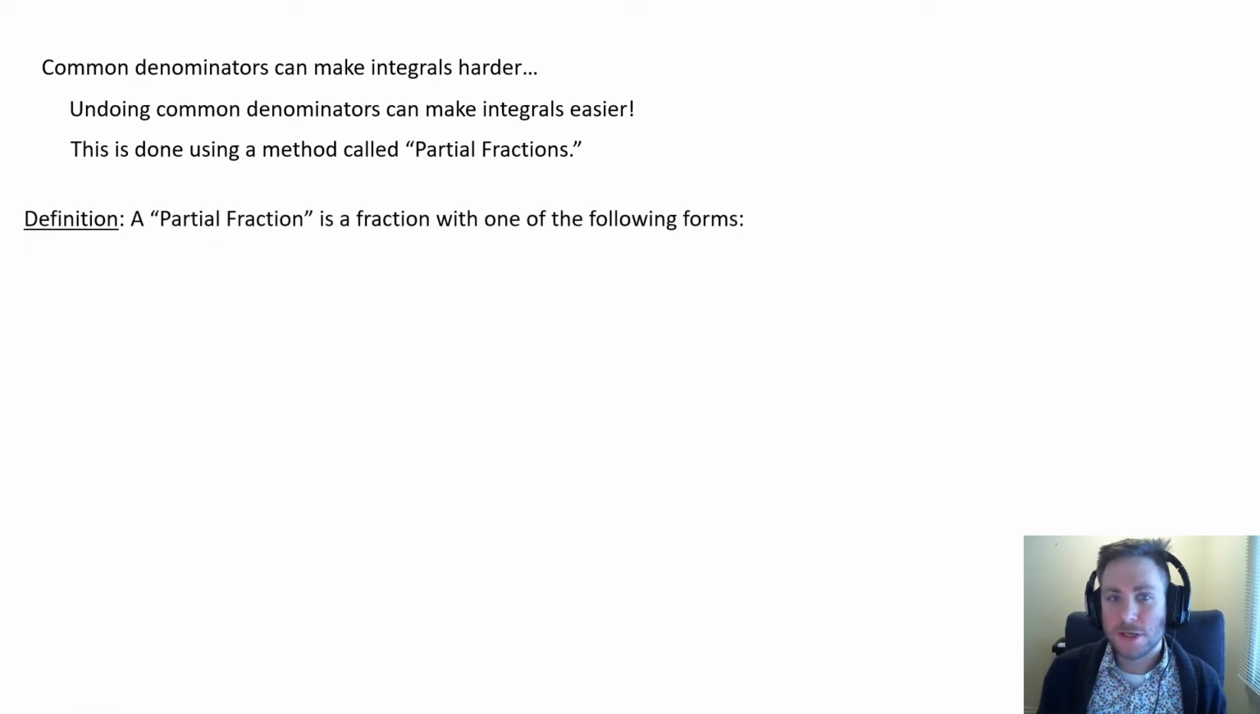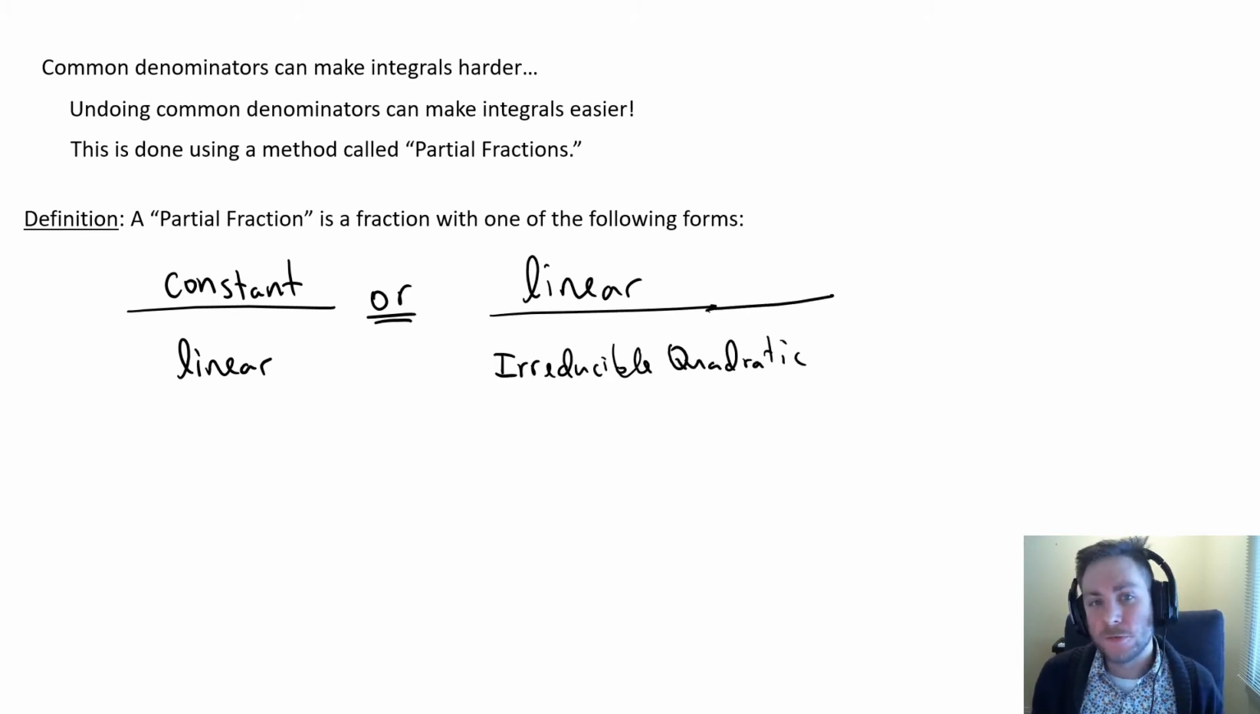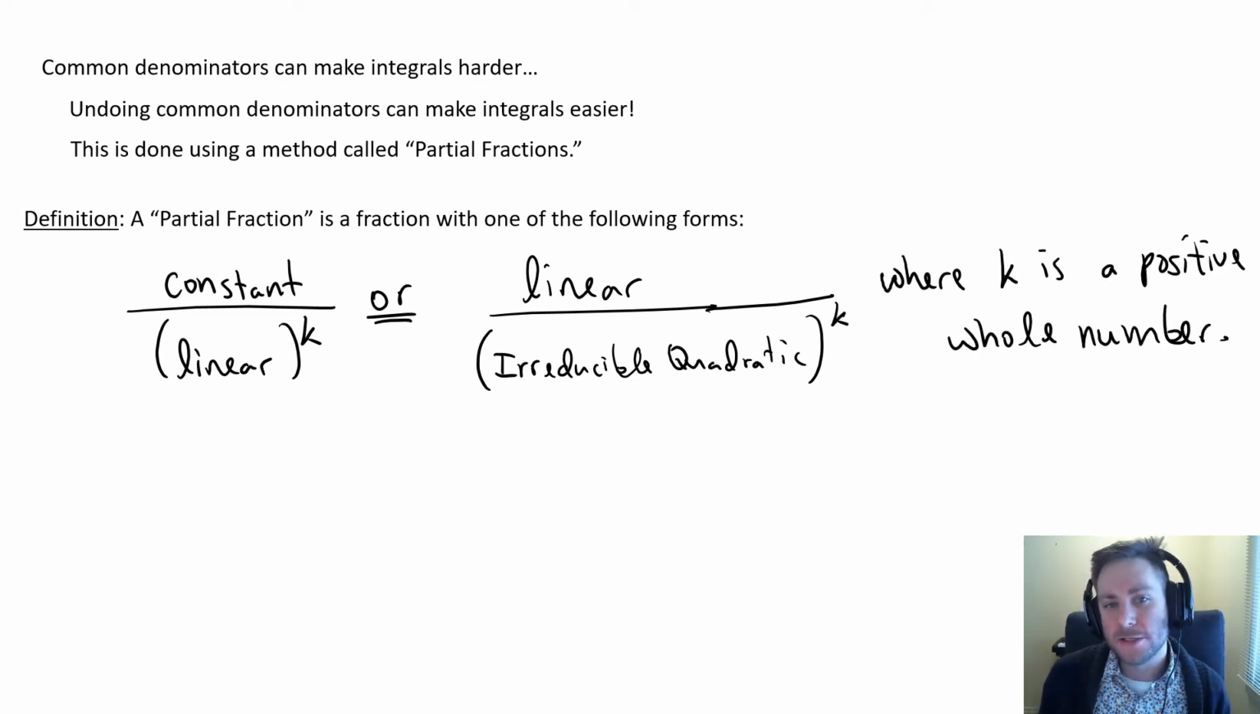A partial fraction is a fraction with one of the following forms: a constant over a linear function, or a linear function over an irreducible quadratic. But actually, we also allow for the denominator to be raised to a power, which I'll call k, as long as that power represents a positive whole number. So let's look at some examples of partial fractions, starting with this first type.